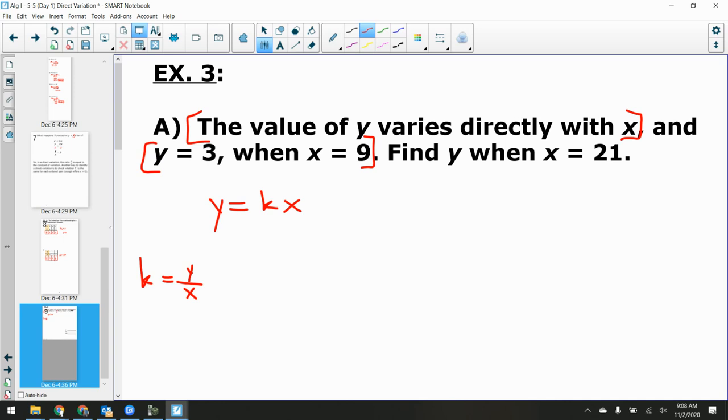Y is 3 when x is 9. I basically gave you an ordered pair. 9, 3. Okay, well that's 3 over 9. What does 3 over 9 reduce down into? 1/3. So my k value is 1/3. Oh, I should have showed you. Does it have there on it?